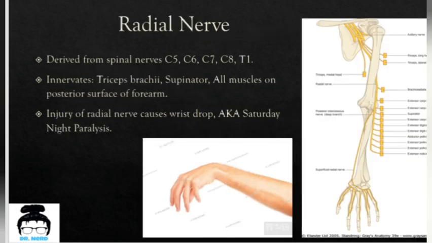Radial nerve is derived from the spinal nerves C5, 6, 7, 8, and T1. If the patient had a mid-shaft fracture of the humerus or compression of the axilla, the radial nerve might be injured and the patient will have a wrist drop, like what you can see in the picture. The grip strength will be decreased, with loss of sensation over the posterior arm and forearm in addition to the dorsal hand.